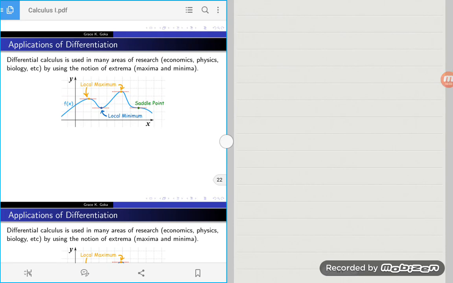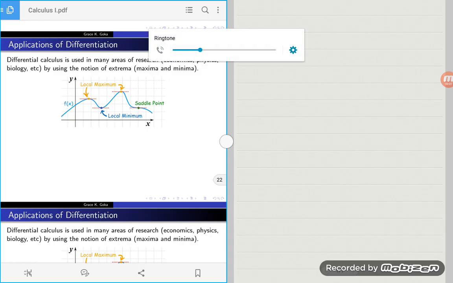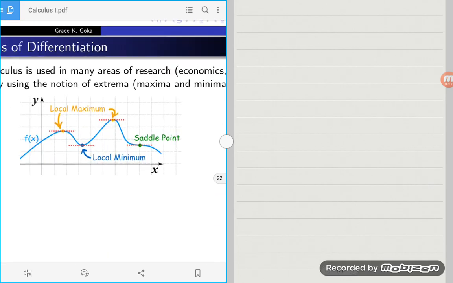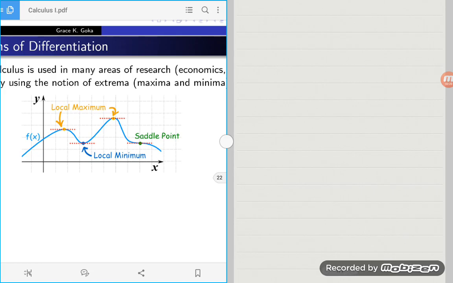Hi everyone, this video is on finding the critical point or the turning point in a graph. For example, if I have the graph over here, then the turning point will be at the point at which the curve changes its direction.